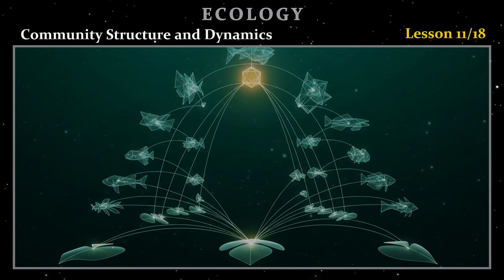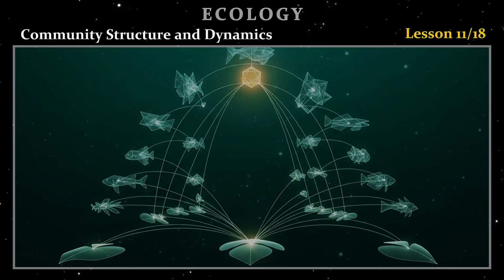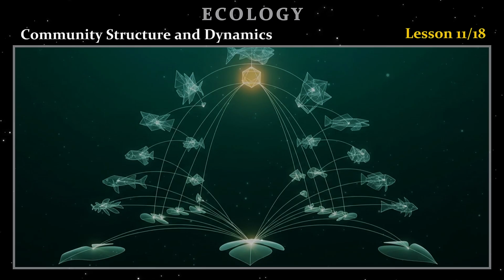A forest with 50 oaks and 50 pines is more diverse than the forest with 99 oaks and 1 pine, even though the richness is the same. A healthy community typically has high evenness. It means the resources are being shared, and no single species has achieved a monopoly.